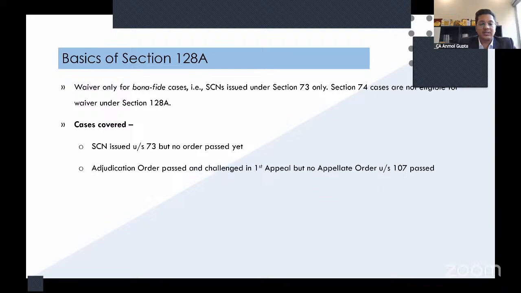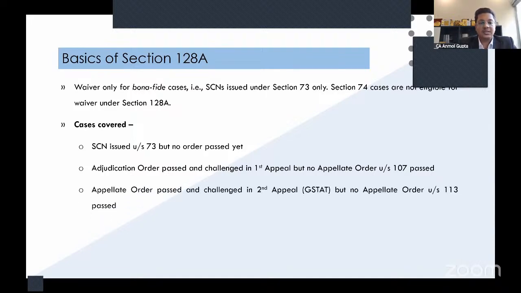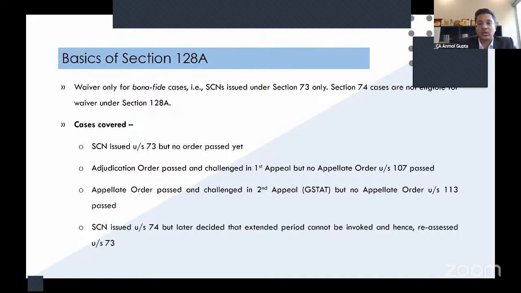The second one being the adjudication order has been passed, meaning a Section 73 order has been passed, confirming the demand, and which we have challenged in first appeal, but no appellate order has been passed under Section 107 yet. And the third one is the appellate order has been passed, but no GST Appellate Tribunal order has been passed under Section 113.